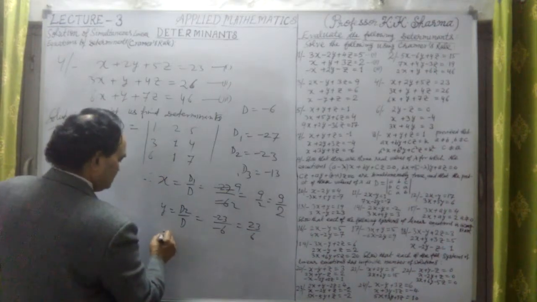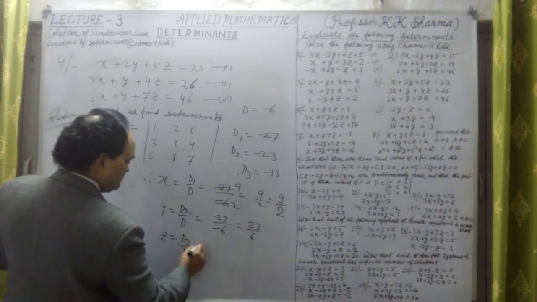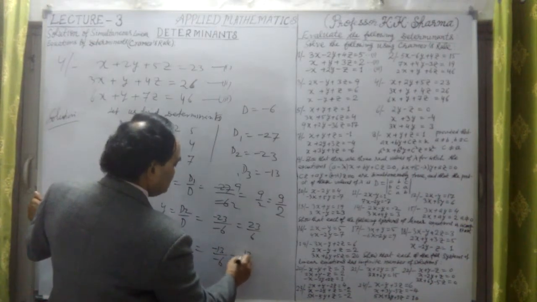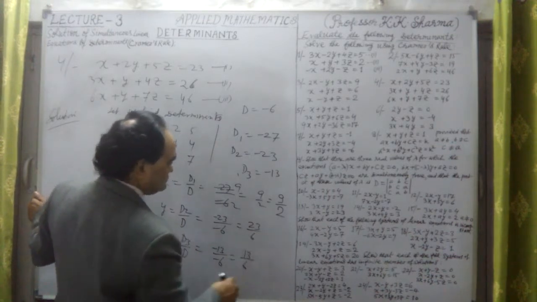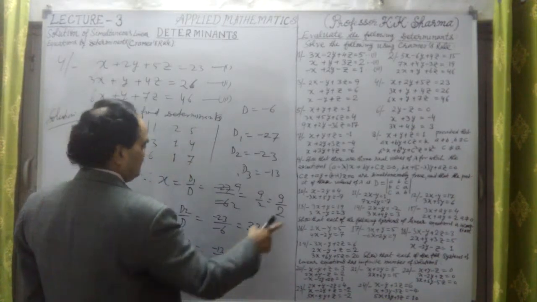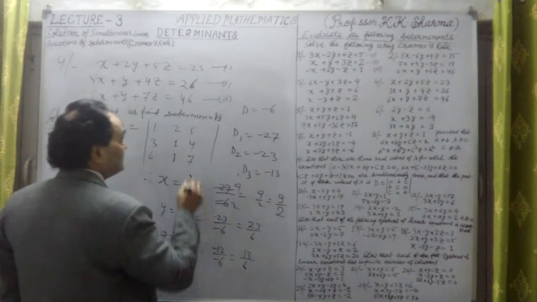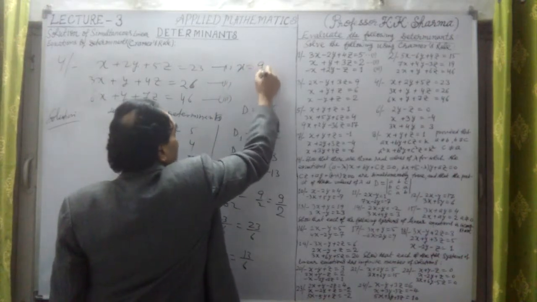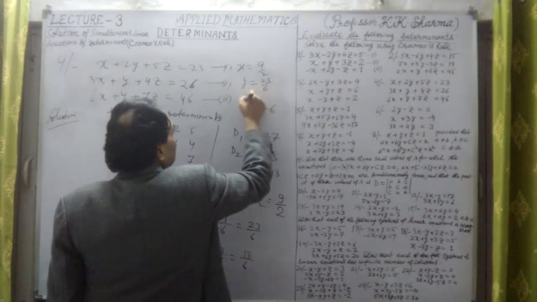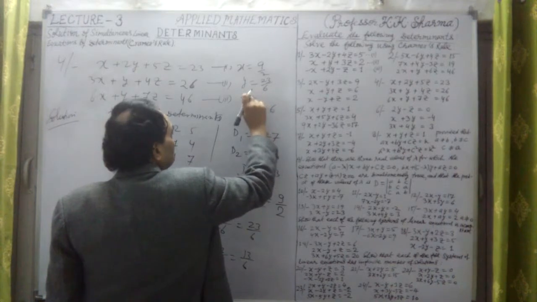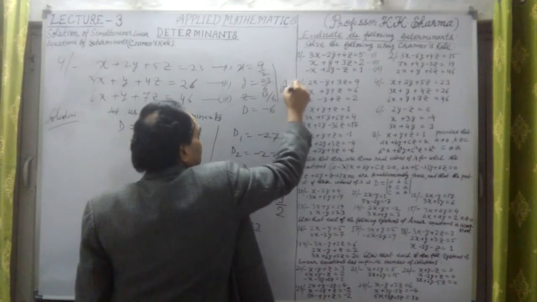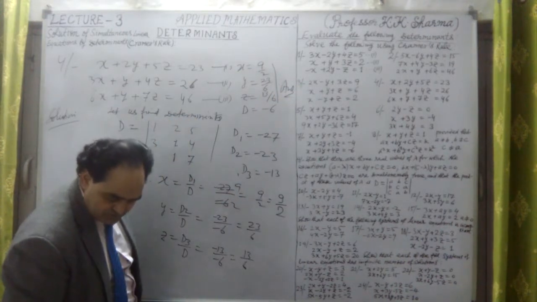Then z equal to D3 upon D. That means minus 13 upon minus 6, positive 13 upon 6, with these values being rational numbers here. x equal to 9 upon 2, y equal to 23 upon 6, and z equal to 13 upon 6. Here are the answers here. These three are the answers.